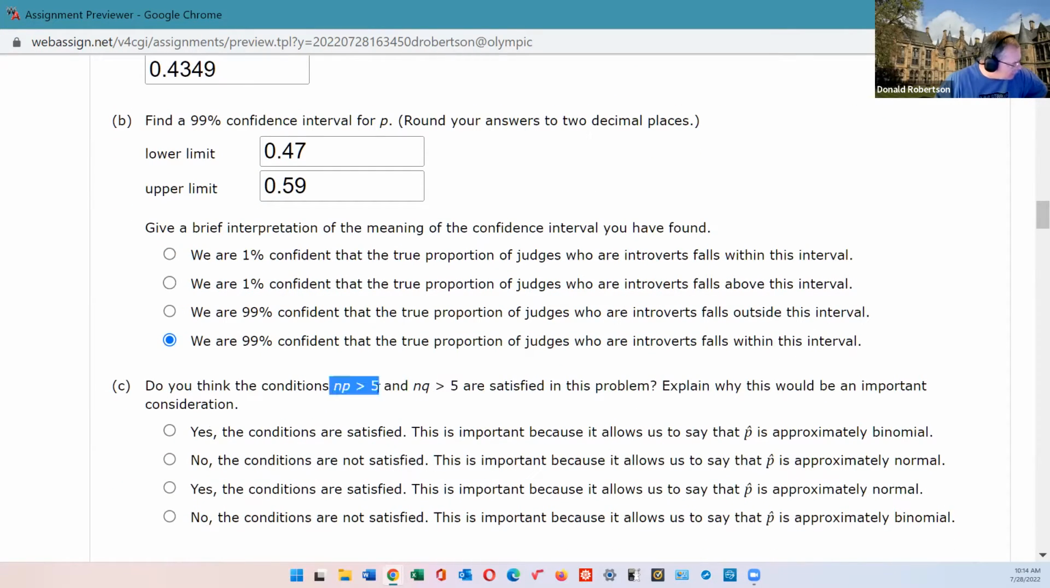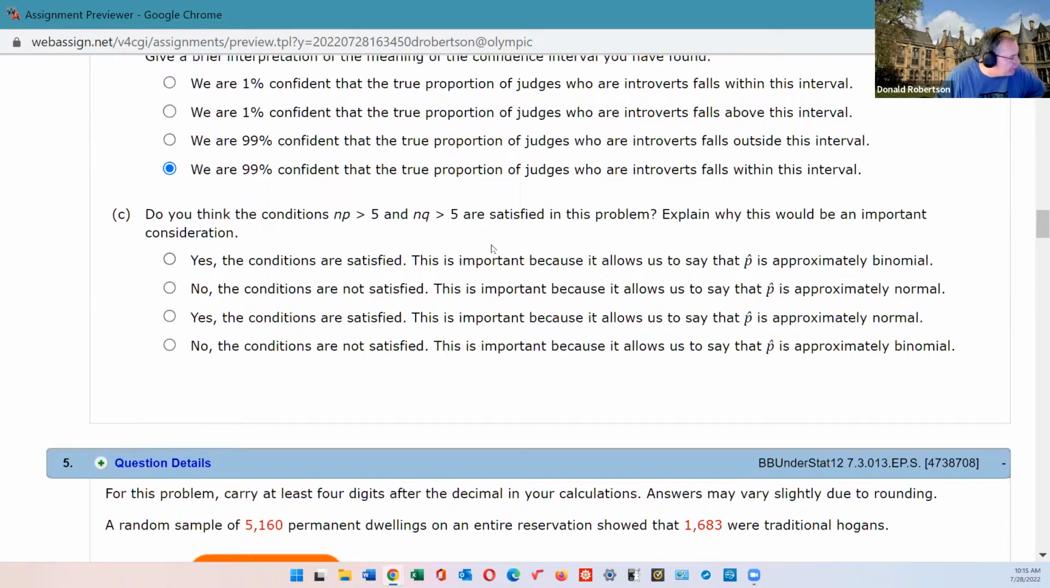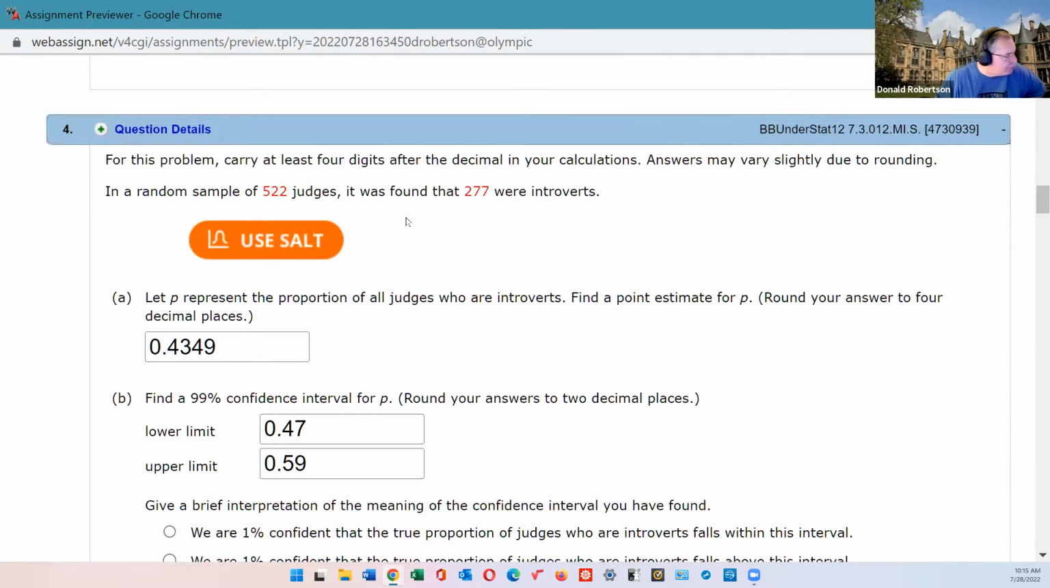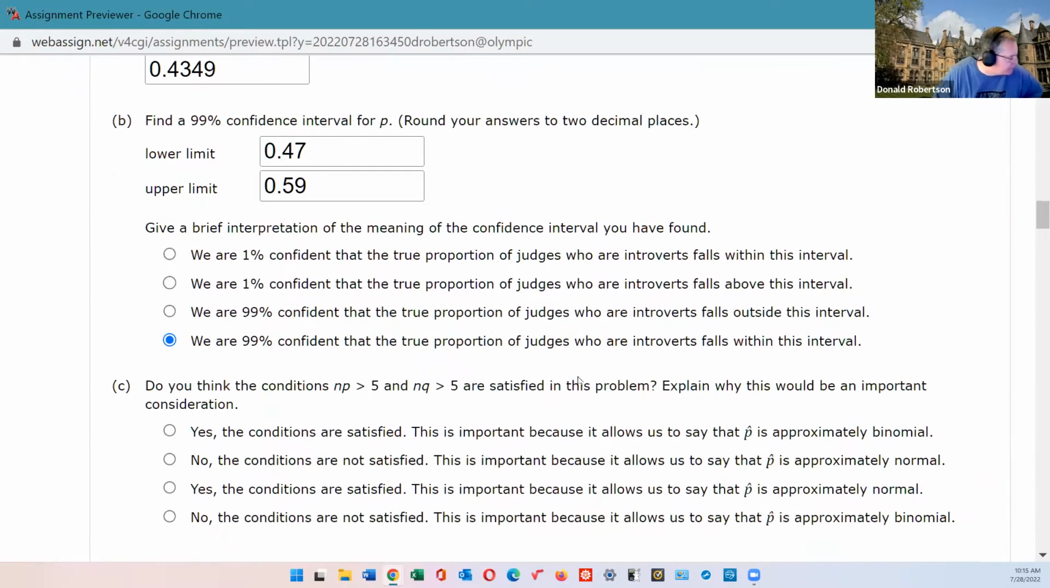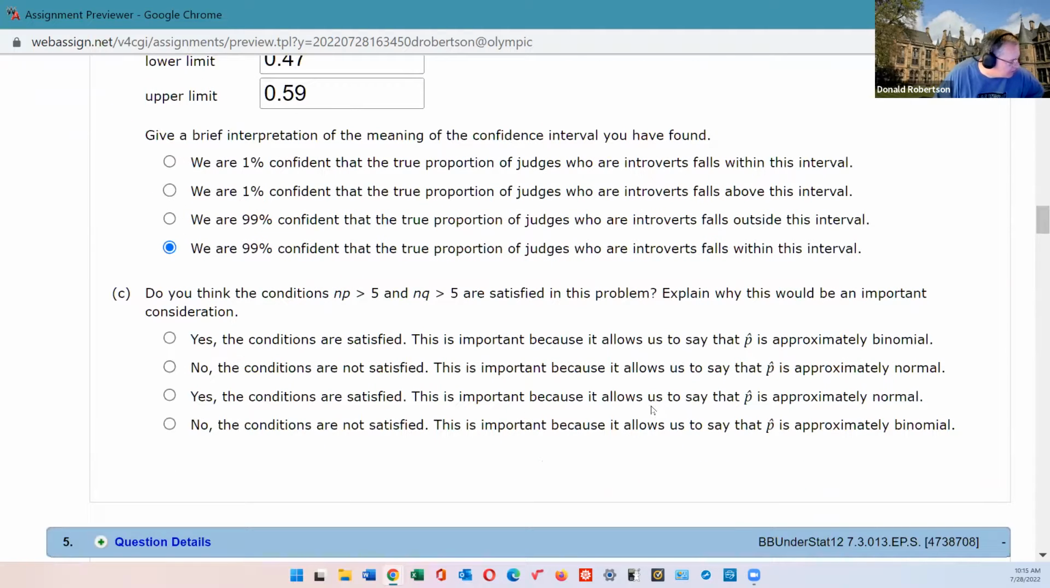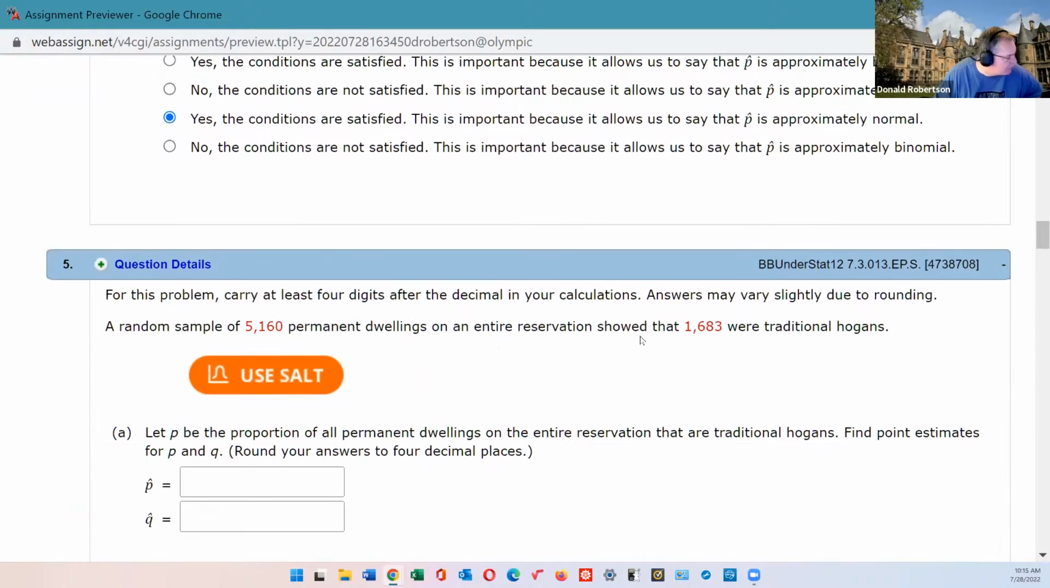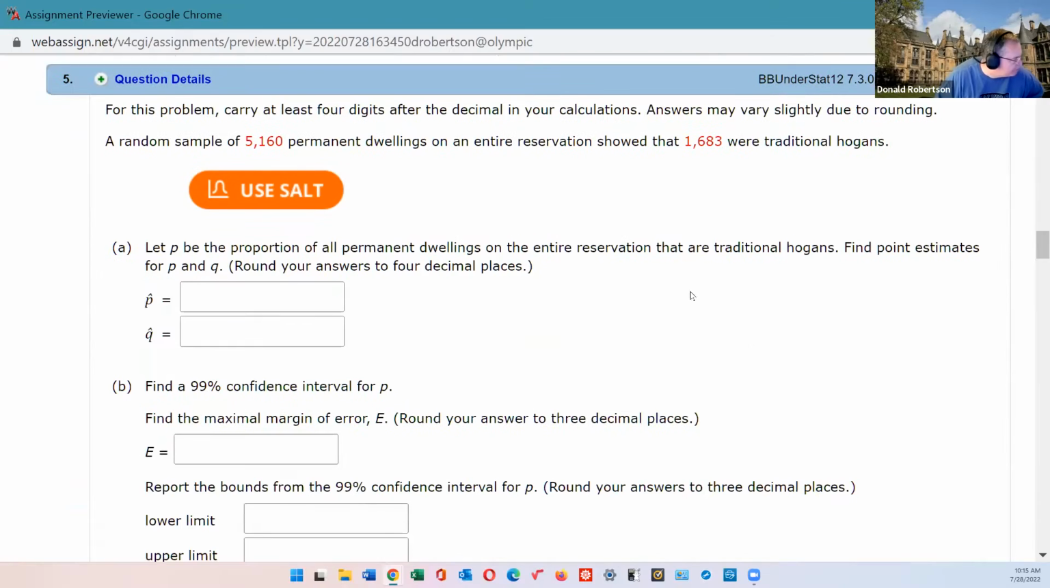And I still don't like this, but you've got to do what they do. It should be a 10, but this book does its own thing. Do you consider these conditions are satisfied? Would you agree that there's at least 5 people who said yes and 5 people who said no? So the answer is yes, it is. I would think it's that one.